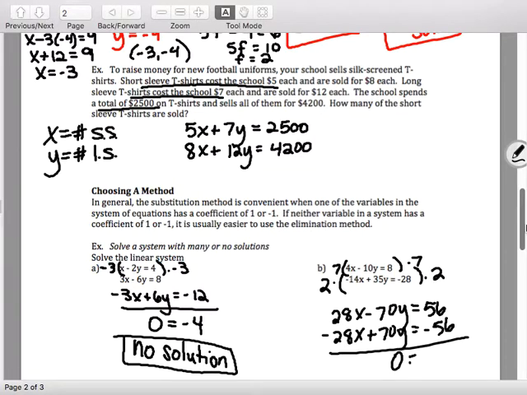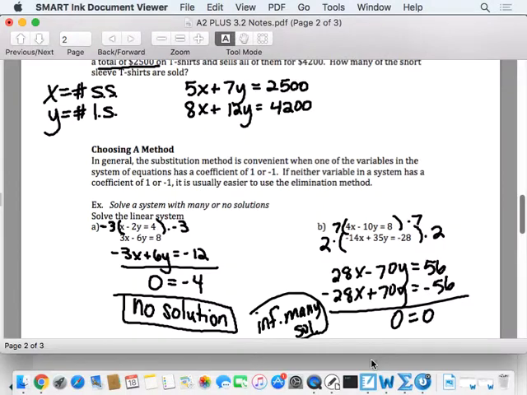And this one, I got 0 equals 0, which means infinitely many. The last page is just a summary. Okay, that last page is merely a summary.